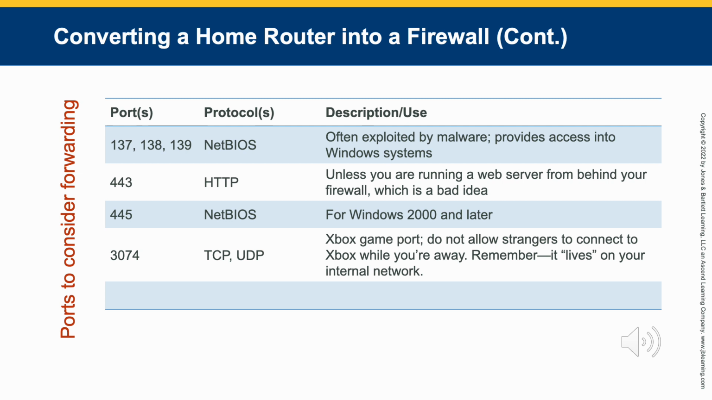Here are additional ports you might want to consider. 137, 138, and 139 are considered NetBIOS if you have a Windows system, often exploited by malware, which provides access to a Windows system. 443, unless you're running a web server behind your firewall, which is a bad idea. 445, which is again another NetBIOS for Windows 2000 or later devices, and 3074, which is TCP/UDP for Xbox.